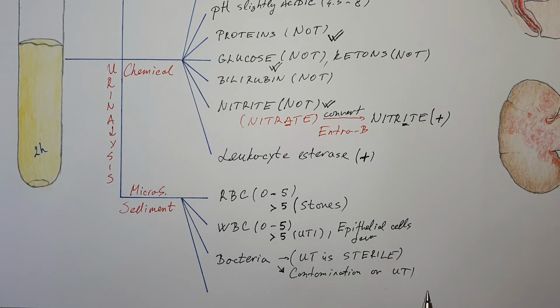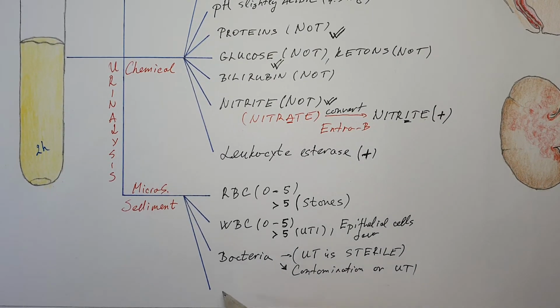And the last thing we could see are casts. So casts are formations of different products that resemble the shape of the tubes of the nephrons. Basically, it is normal to have a few casts that have some proteins in them, and these casts are called hyaline casts. It is normal to have a few of these casts in the urine, so from 0 to 5. If we have more, we can assume that something pathological is happening.